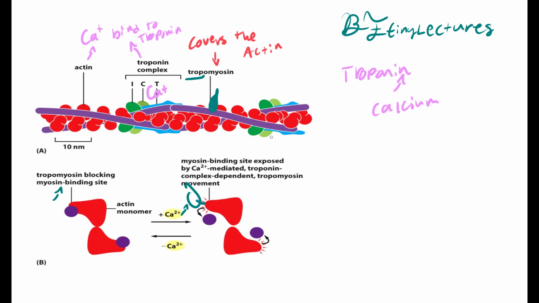So hopefully now you understand how muscle contractions occur, the different parts of the cytoskeleton, how microfilaments build and expand and shrink, how microtubules build and shrink.